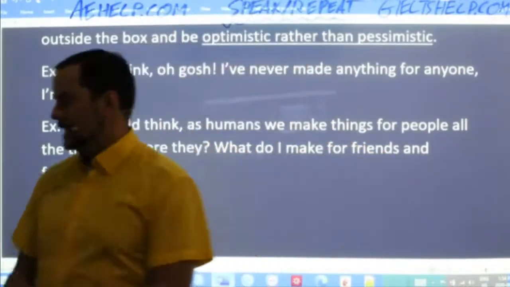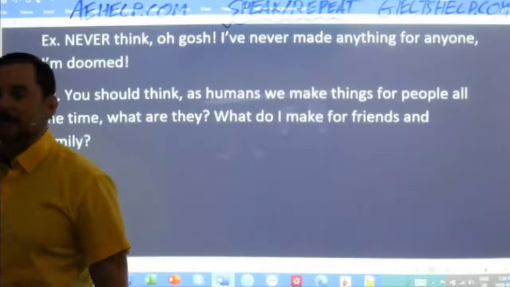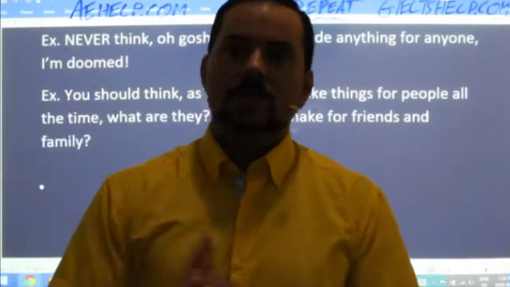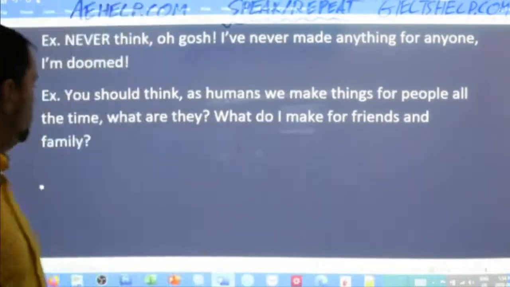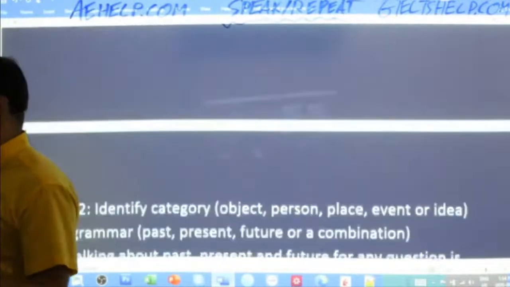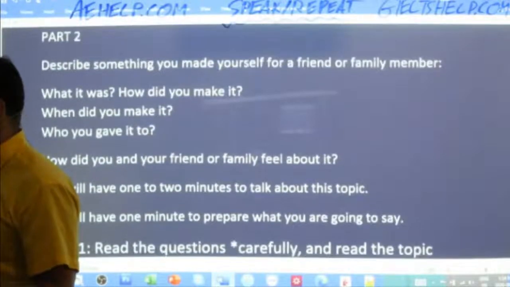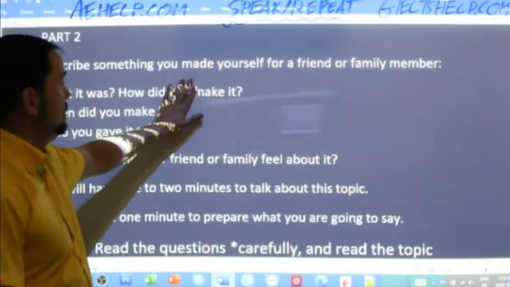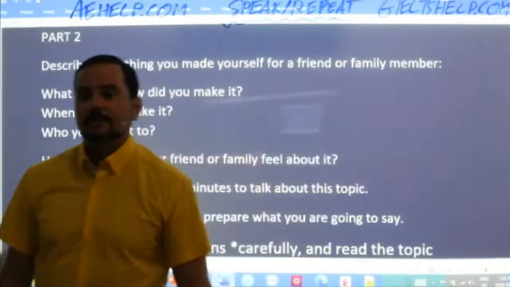Carolina's like, yeah, yeah, I got it. Good, Carolina. Thanks for the feedback. I love feedback, members, so talk to me, okay? I'm watching you. All right, so give me some ideas. What are things that we make for friends and family that you could talk about here if you're visualizing? Okay, so describe something you made yourself for a friend or family member.